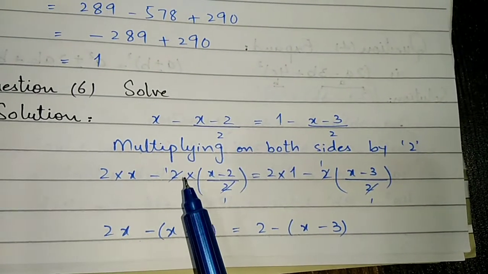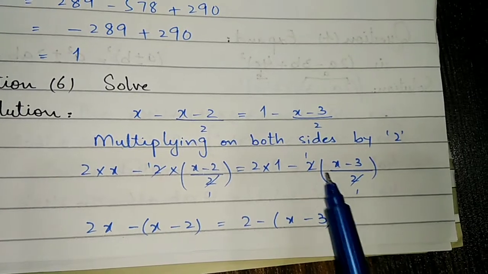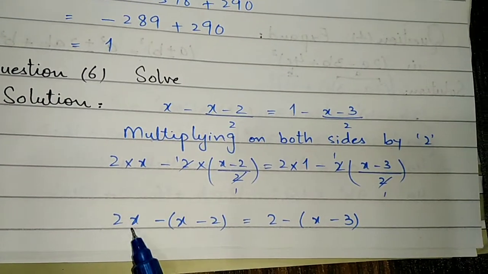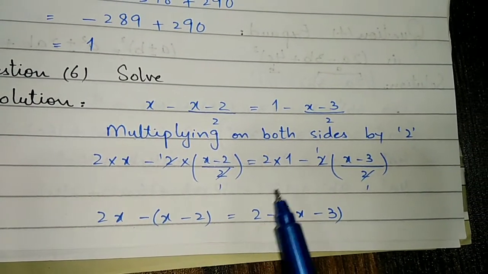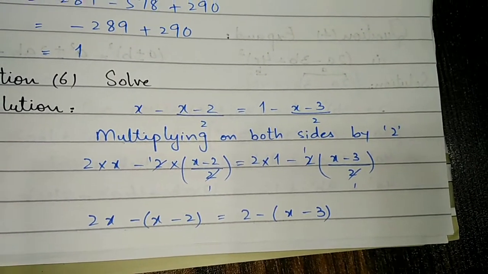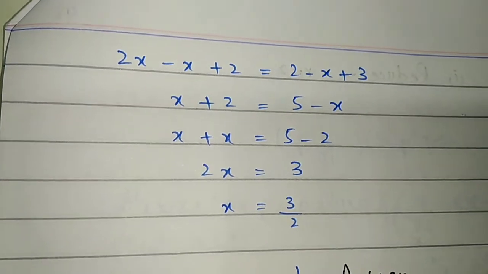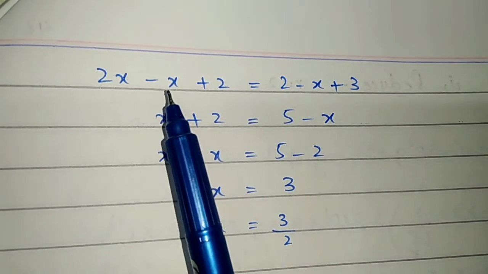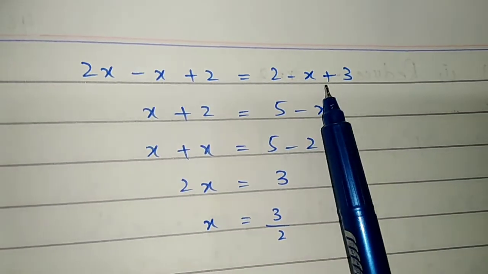Now we have to do the possible cutting. 2 ones are 2, 2 ones are 2, and this 2 will be cancelled out with this 2, and we get 2x minus x minus 2 equals to 2 ones are 2 negative x minus 3. Now we have to open the brackets. After opening the brackets we will get 2x minus x plus 2 equals to 2 minus x plus 3.